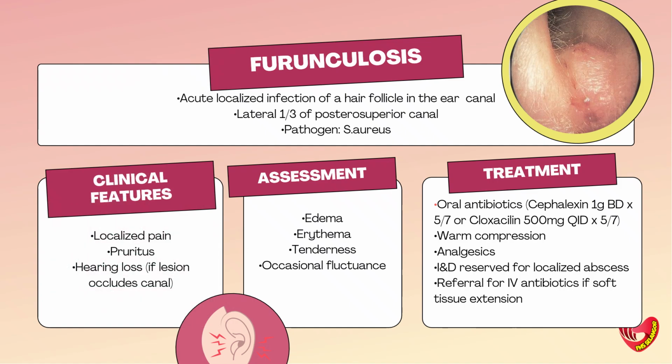Furunculosis is a localized infection like folliculitis occurring in the external auditory canal, specifically at the lateral 1/3 of posterior superior canal. It is commonly caused by Staph aureus. These infections present with pain, redness, and swelling. Mild cases are treated with warm compression and oral antibiotics. Meanwhile, abscesses may require incision and drainage. If there is any soft tissue extension involvement, referral for parenteral antibiotic is indicated.